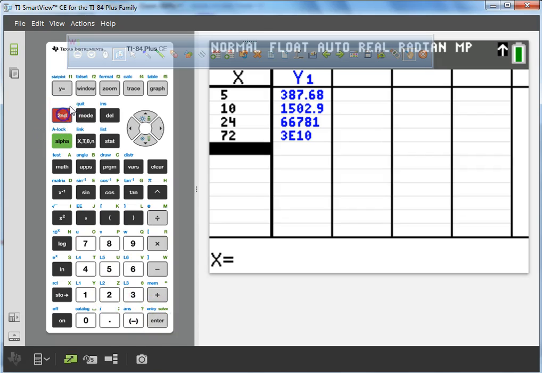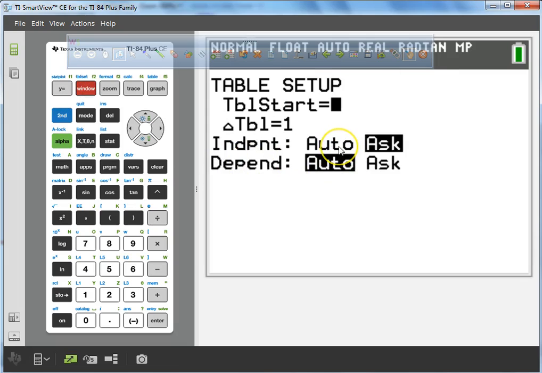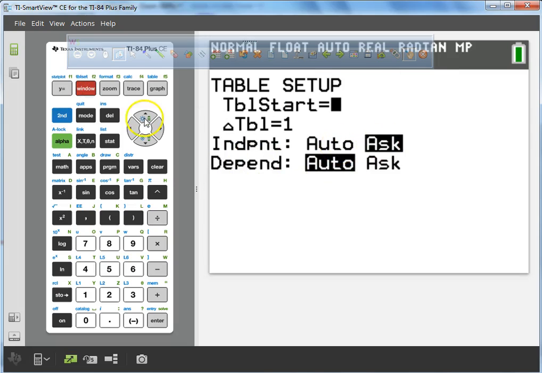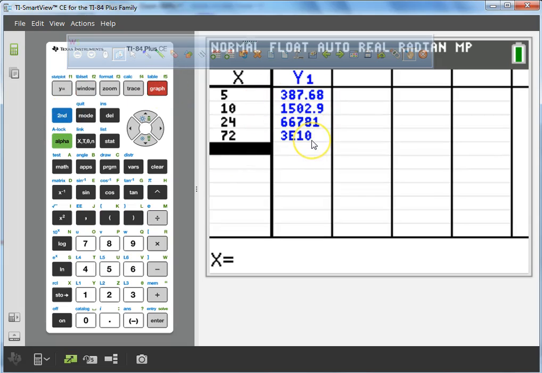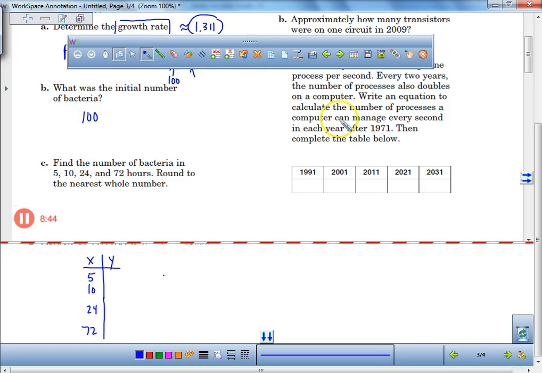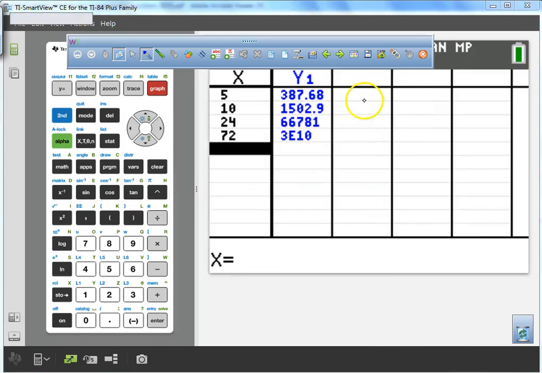So remember, how did I do that? Second window. I switch it from what? Auto to ask. And then you check your table. You actually get to ask for the number. So that's just kind of a cool thing you can do. Now Desmos, you just type it in and it does the same thing.